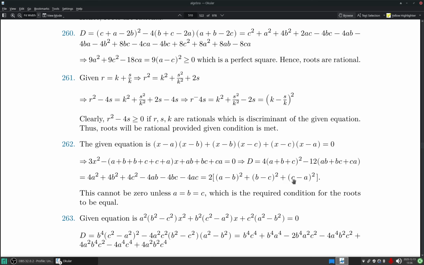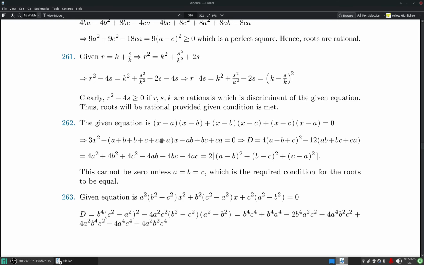Now this term cannot be 0 unless a is equal to b is equal to c, because if any two are not equal, then the square of that will be non-zero. So for the discriminant to be 0, the condition would be a is equal to b is equal to c, which is the condition for the roots to be equal.